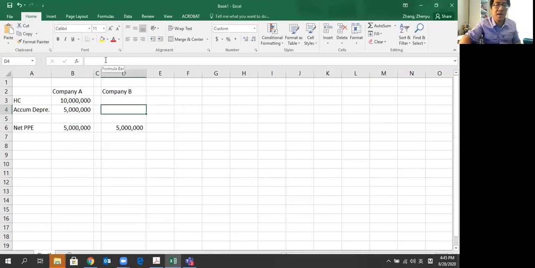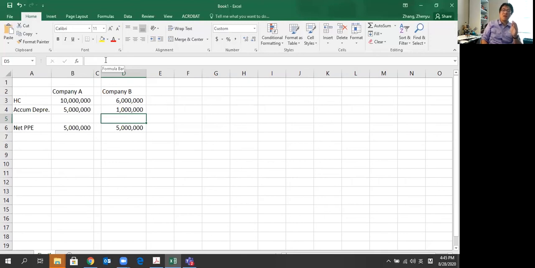For company B, let's assume historical cost is 6 million, and accumulated depreciation is 1 million. So net PPE is also 5 million, still 5 million. So let me ask you, which company seems to be better? We might not agree with each other, but at least we can say that based on this information, we cannot say they're the same, right?